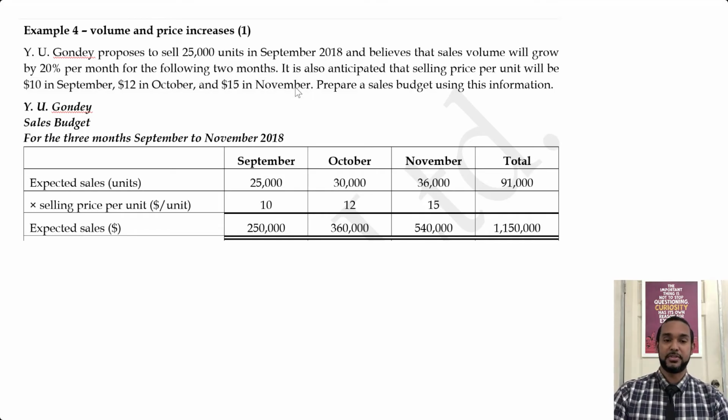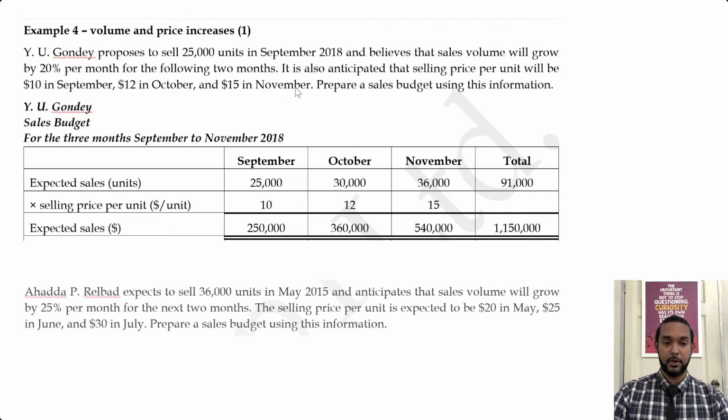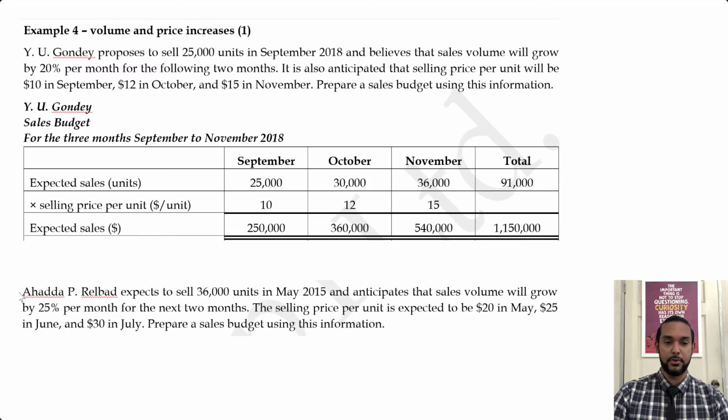Okay, so I want you guys to try the next question that I'm going to show you now. So we just did that one. So, Ivor Gill expects to sell 36,000 units in May 2015 and anticipates that sales volume will grow by 25% per month for the next 2 months. The selling price per unit is expected to be $20 in May, 25 in June, and 30 in July. So they want a sales budget for that period. So I'll invite you now to take a pause, take a read, try the question. Did you try it? How did it go?